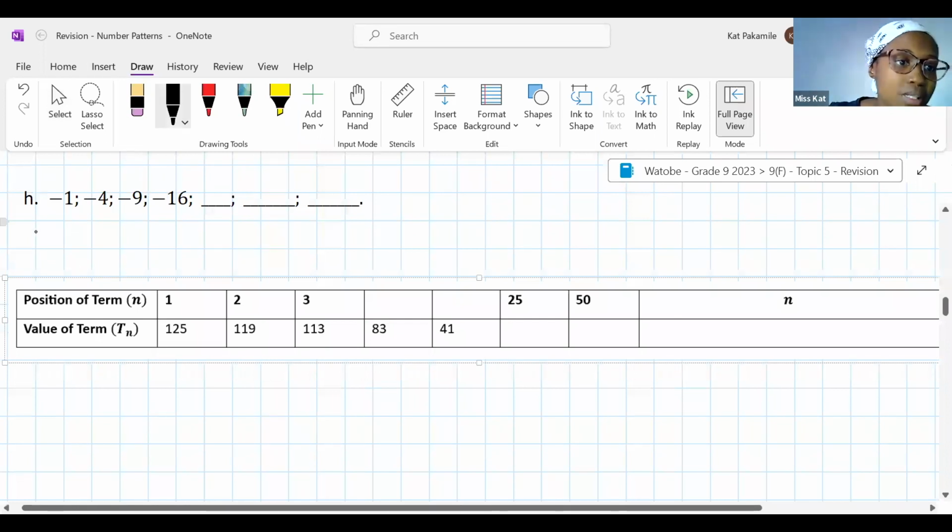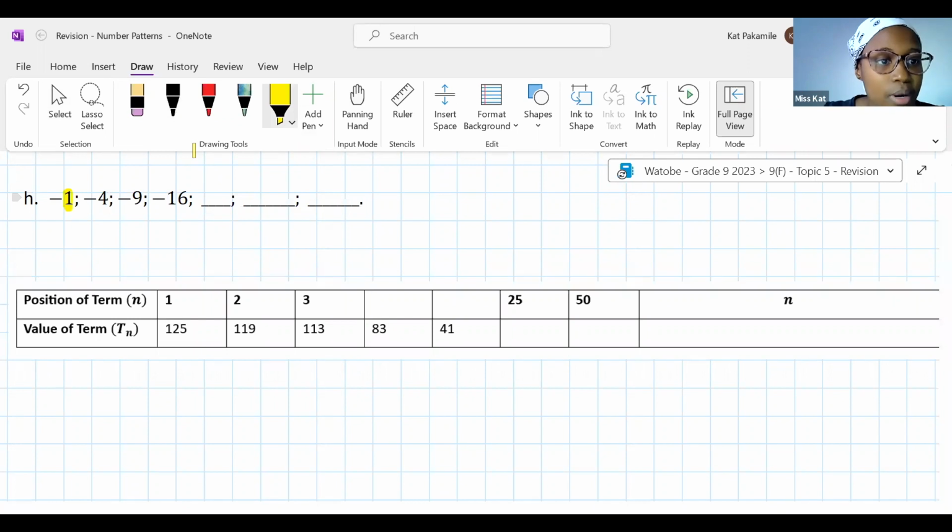Let's see. Does anybody see what's going on with H? Does anybody recognize these numbers? What are these? You can either say, what are those? Or you can do this. Going from there to there, we subtracted 3.